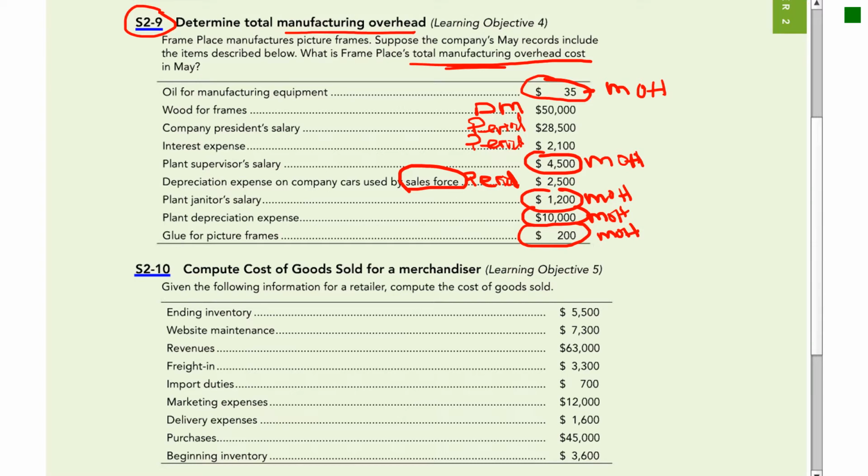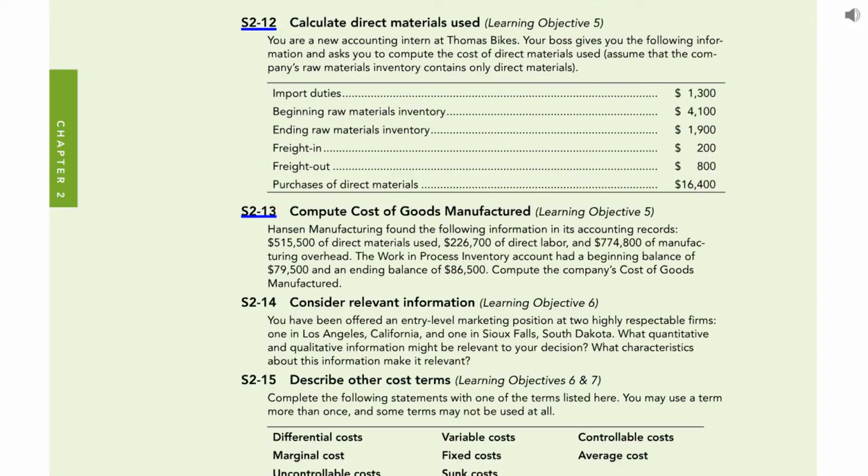So in this case, it looks like we've got 1, 2, 3, 4, we got 5 of these. And if you were to combine and add these up, you would get a total cost of $15,935. All of these would be considered a product cost, but this is that third category. This is how you calculate your manufacturing overhead.